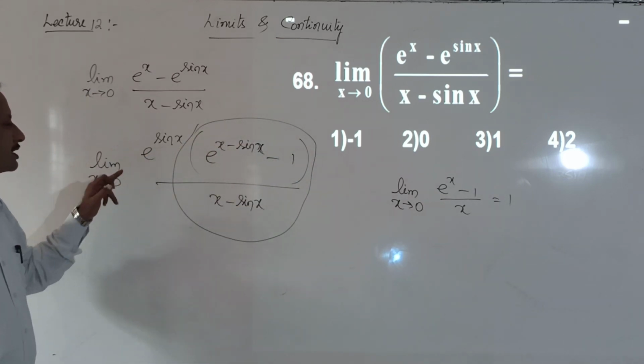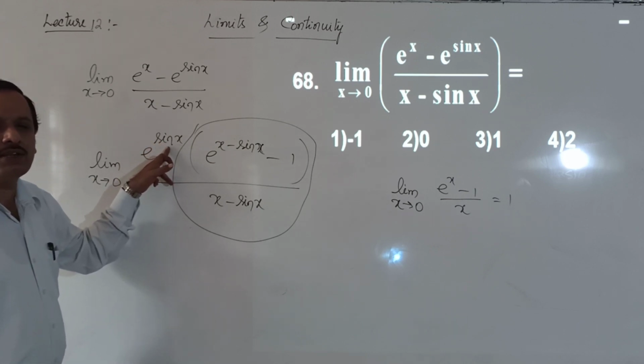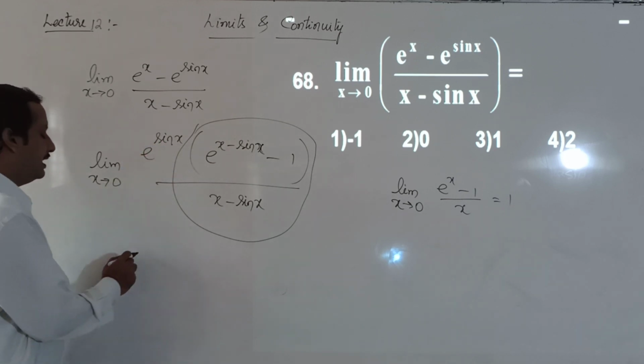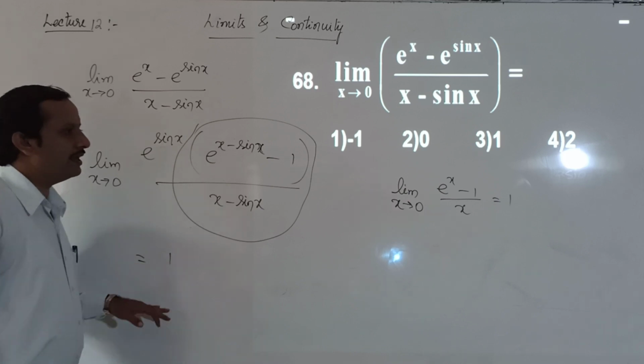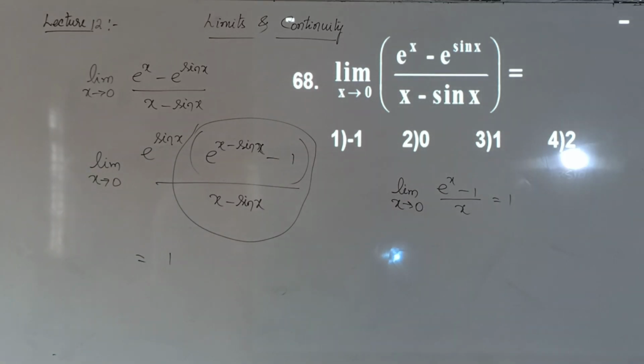What about this expression? As x approaches 0, this will become sin 0. Sin 0 is 0. E power 0 is 1. 1 into 1. That's equal to 1. 1 is the answer, which is the third option.